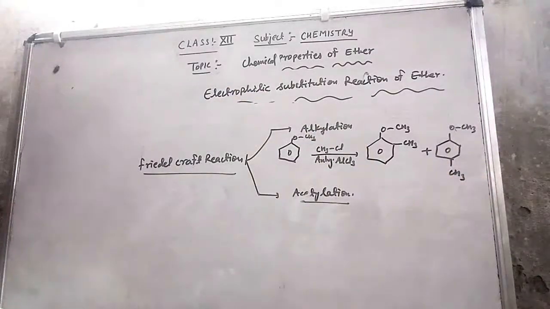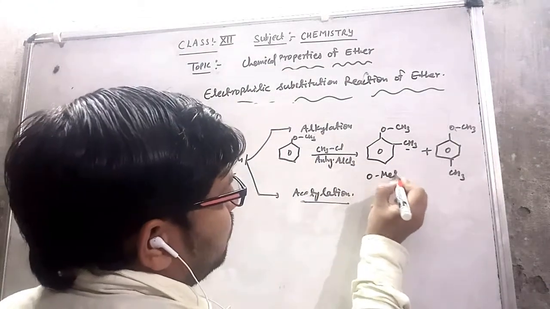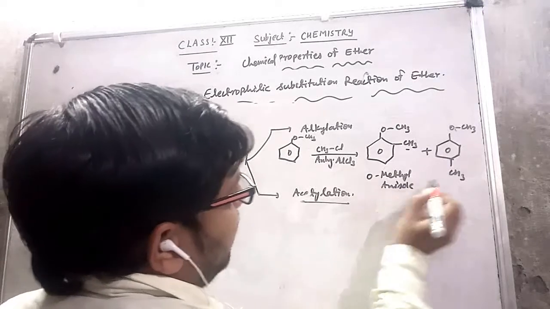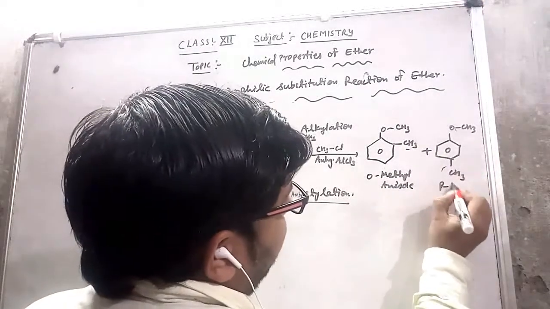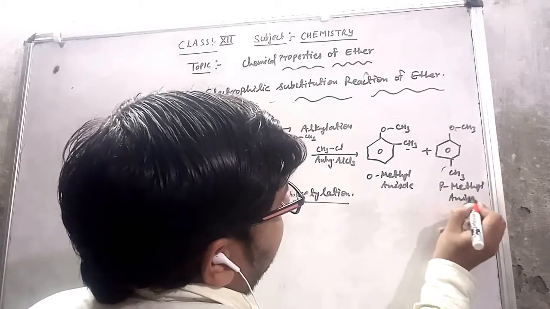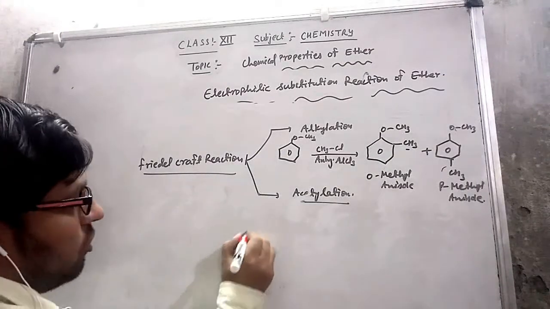Their names are ortho methyl anisole, where this is the methyl group, so this is ortho methyl anisole, and here it is on the para position, so this is para methyl anisole. If I discuss the acetylation reaction, this will be reacted with CH3COCl.